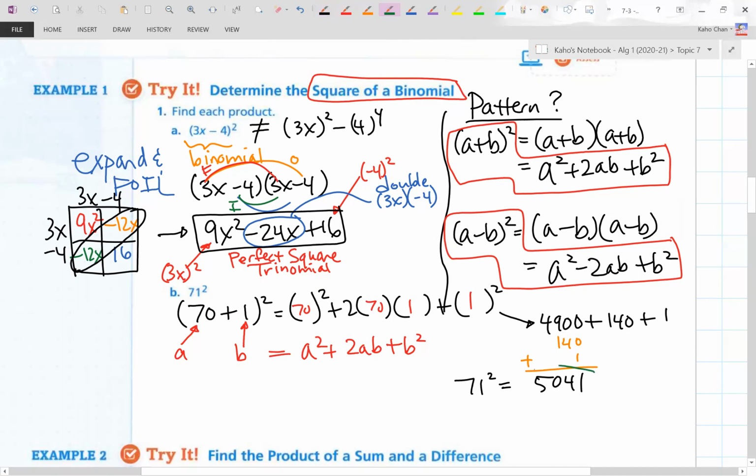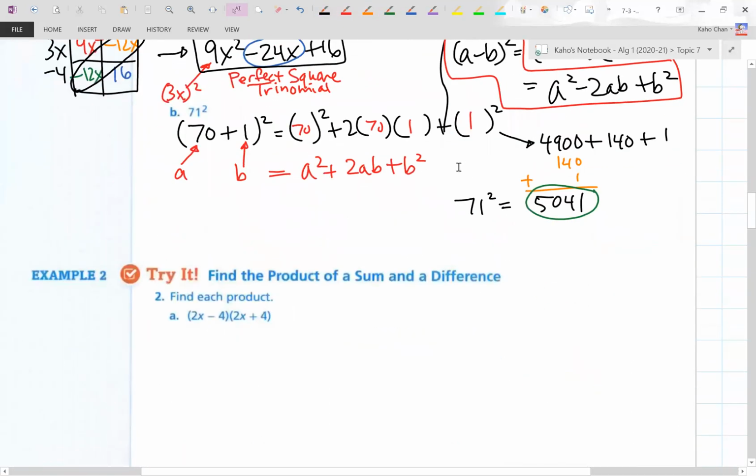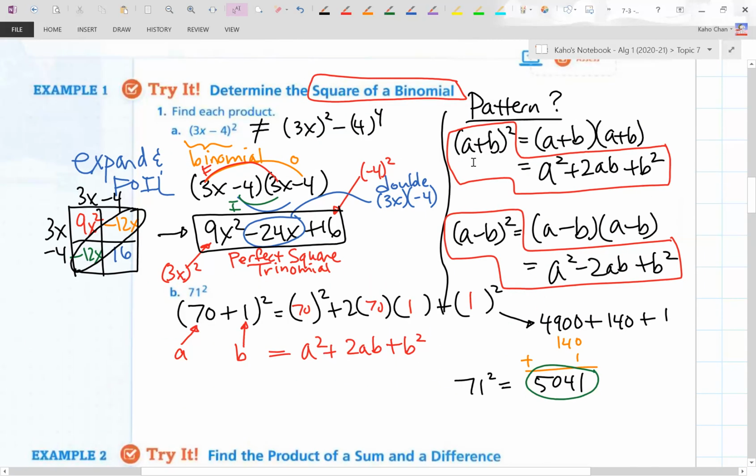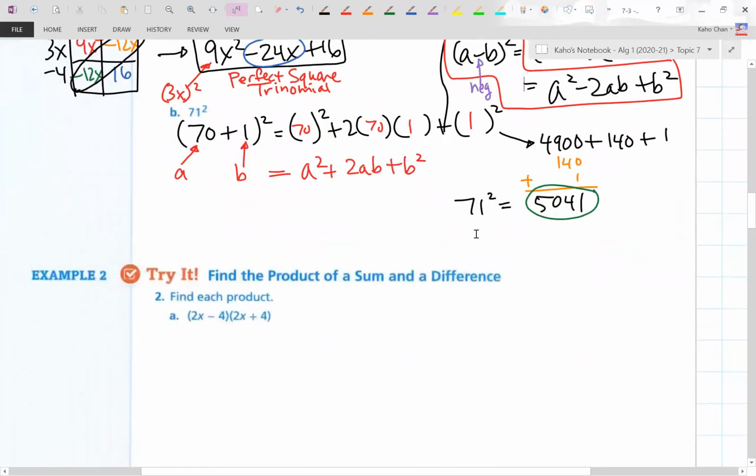Is it the end of the world that you don't know how to do this? No, of course not. All right. So that takes care of the square of a binomial, whether it's positive or negative, right? This is positive, and this one's negative, or minus sign. All right. Those are the patterns.